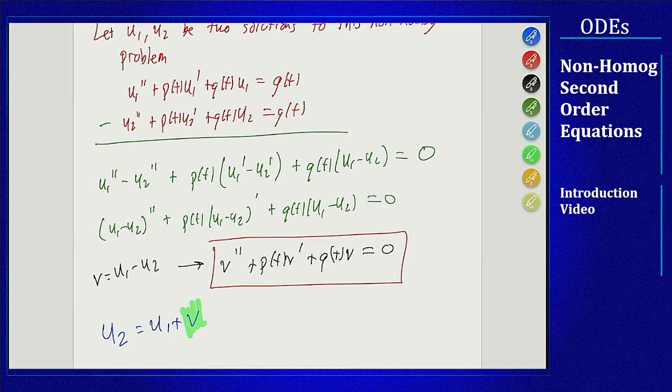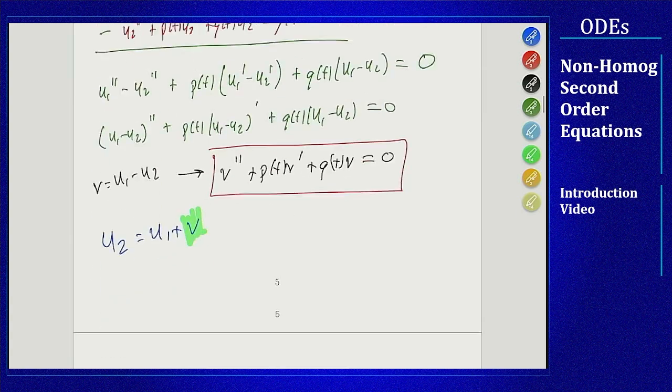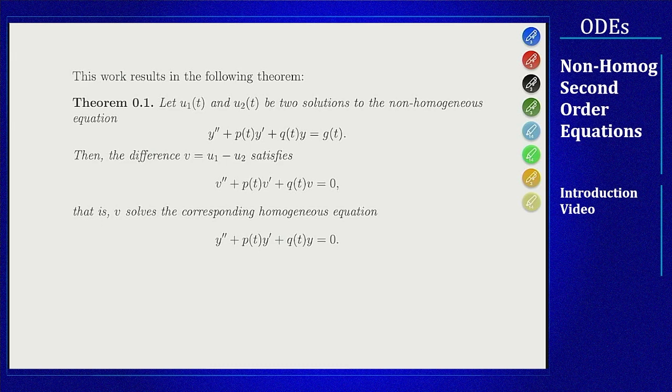So restructuring this into a sort of a statement of a theorem here, we have the following. If u1 and u2 are two solutions to the non-homogeneous problem, y double prime plus p of t y prime plus q of t y equals g of t, the difference, v, which is u1 minus u2, solves the corresponding homogeneous problem, where I've gotten rid of the right-hand side.